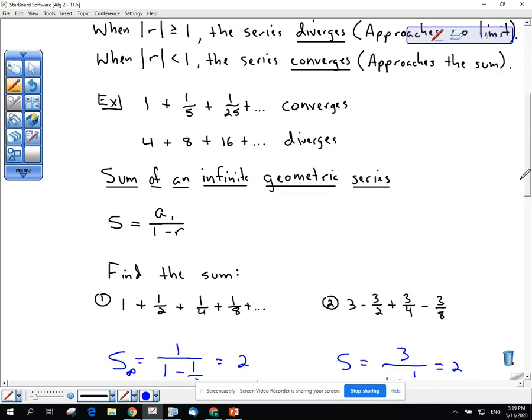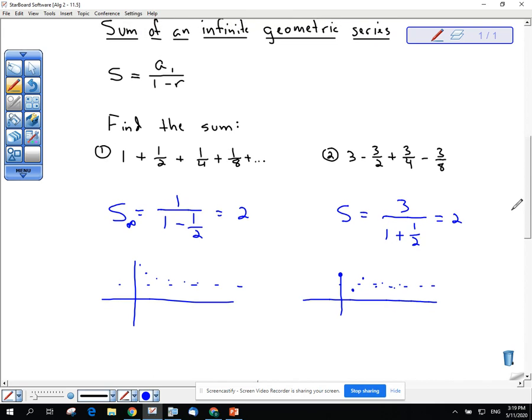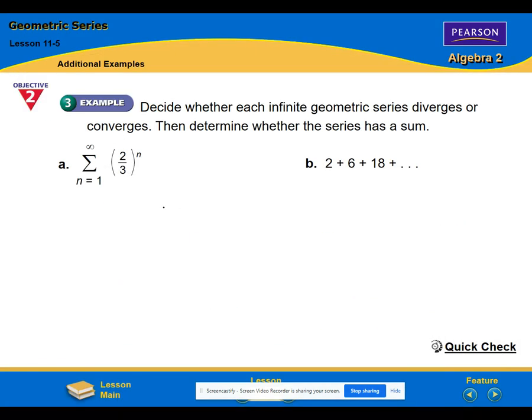All right, now, I think that I've covered everything except I think I skipped an example here. Yes, I did. Okay, so just to finish, I'm going a little bit out of order, but you should follow, no problem. It said decide whether each infinite geometric series diverges or converges, and then determine whether the series has a sum. It doesn't say find a sum, it just says determine whether it has a sum. So here you have summation notation going from 1 to infinity, right? So that's infinite, and 2/3 to the n. This would converge.